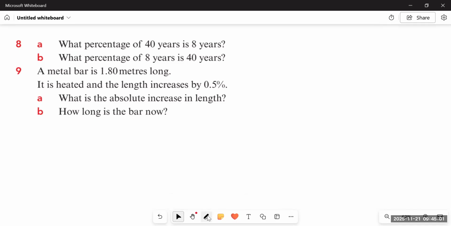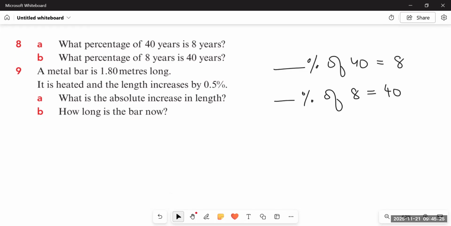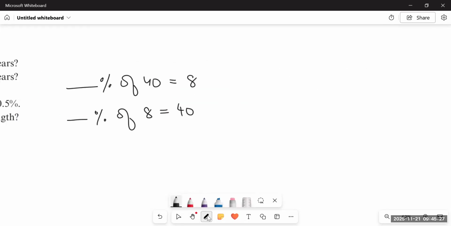We are being told the question in a twisted way. It says, what percent of 40 equals 8? And in the second part, it says, what percentage of 8 is 40? So whenever such a question comes where you have to find out the percentage of a given whole, all you're supposed to do is just make a fraction out of it.